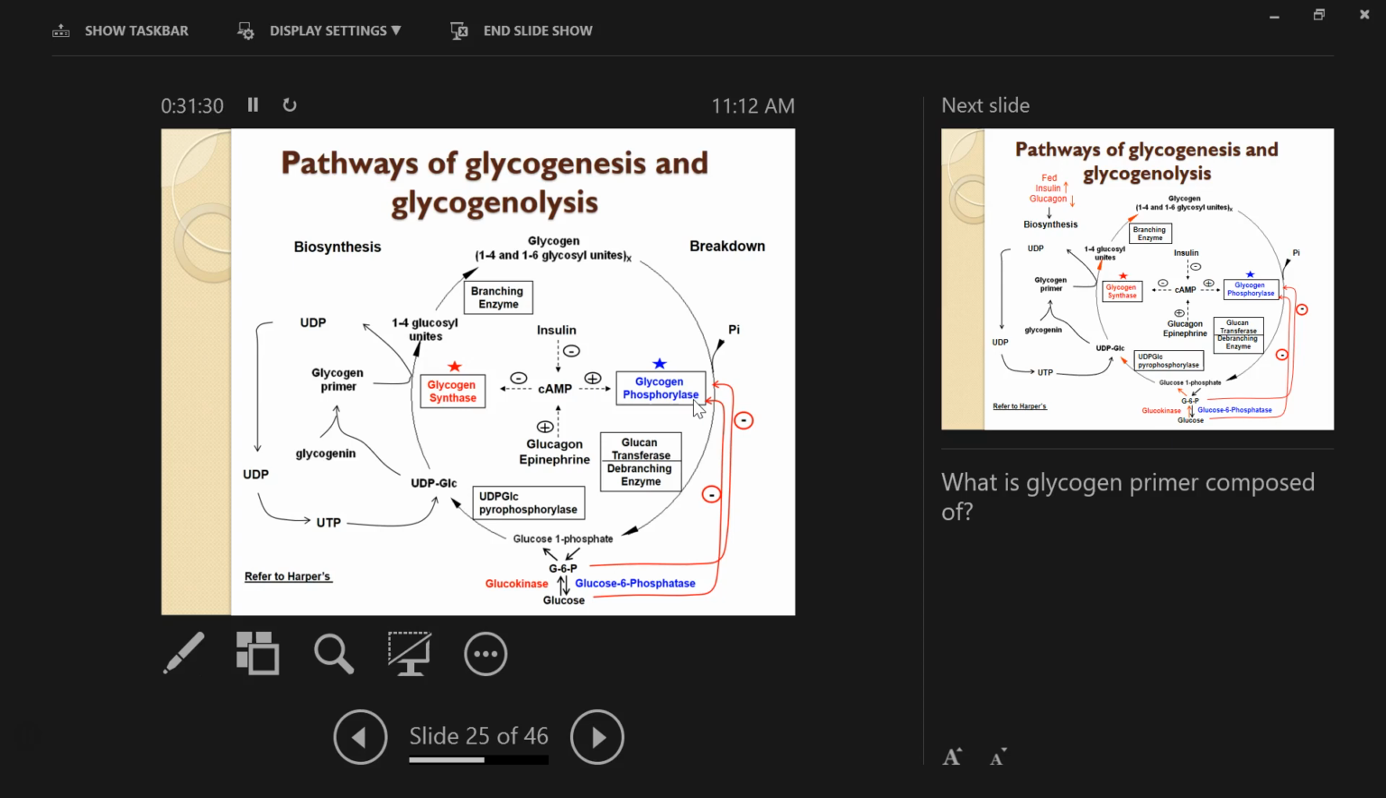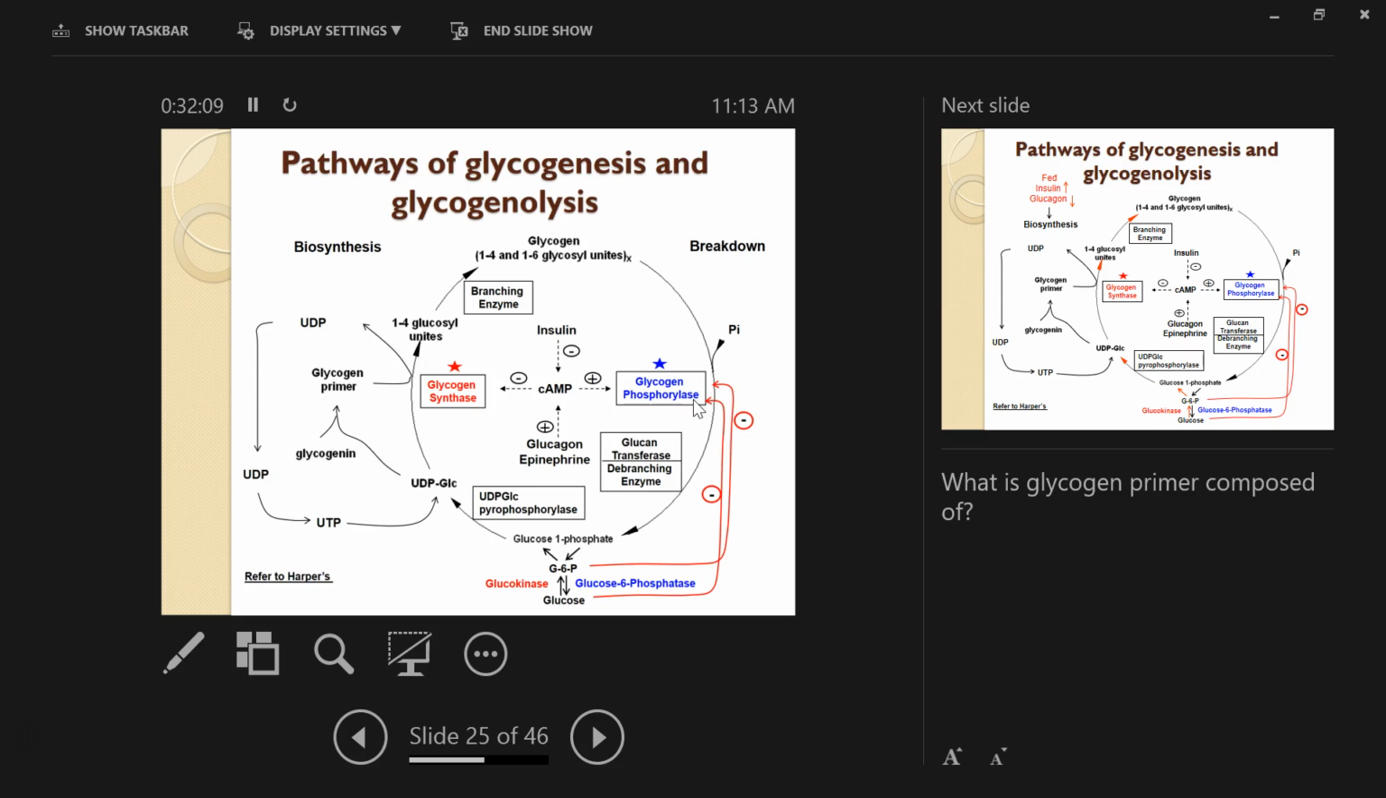Now we talk about the regulation of the pathways: the glycogen synthesis and glycogen breakdown pathway. This diagram I just put up shows both synthesis and breakdown together. The left side, from bottom to the top, is the synthesis pathway, and the right side, from top to the bottom, represents the breakdown pathway.